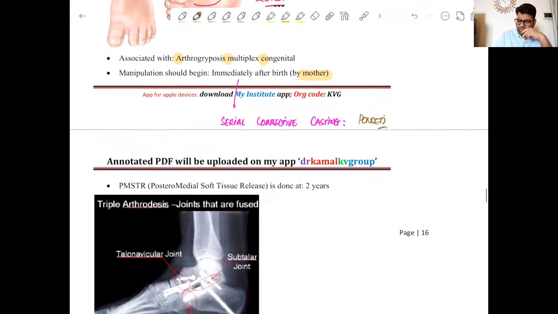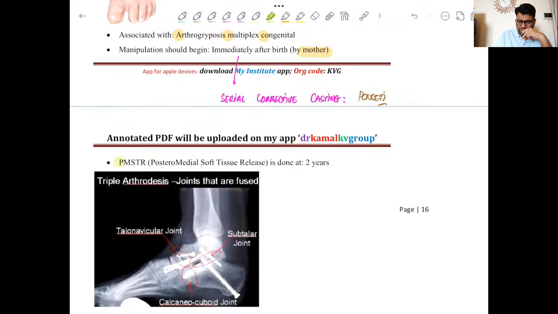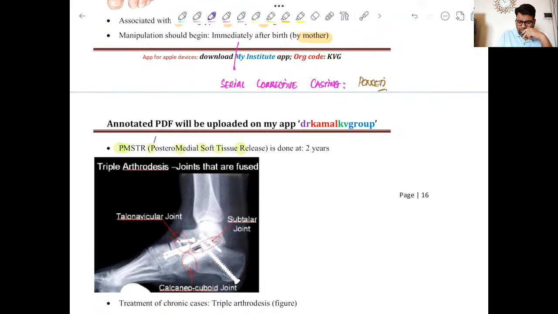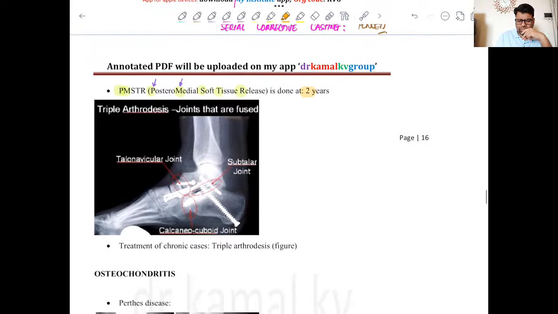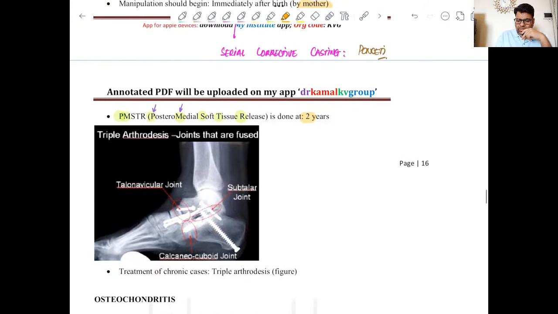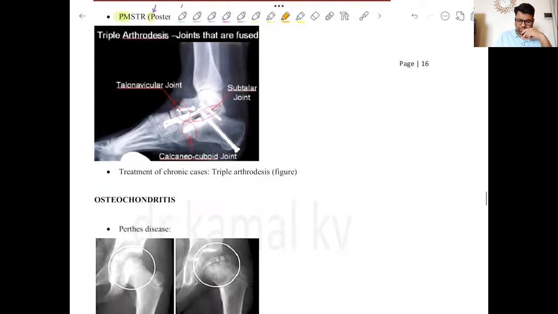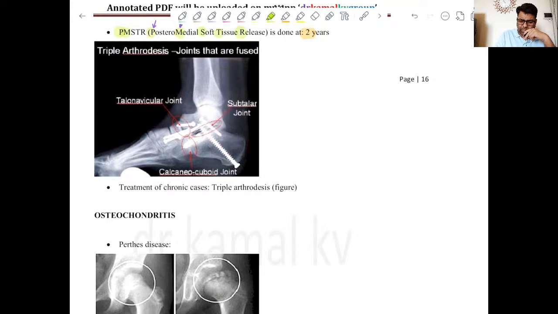So serial corrective casting, we will apply cast, and the technique we follow is the Ponseti method. Now there is one old time surgery, that is PMSTR, that is posteromedial soft tissue release, which was done to lengthen the structures on the posterior and the medial side of the ankle and the foot, and this was usually done at the age of 2 years, but there is no need for this surgical procedure nowadays if we start the Ponseti technique casting timely. In very elderly patients, maybe more than 12 years, if they come with CTEV, then we can do triple arthrodesis.